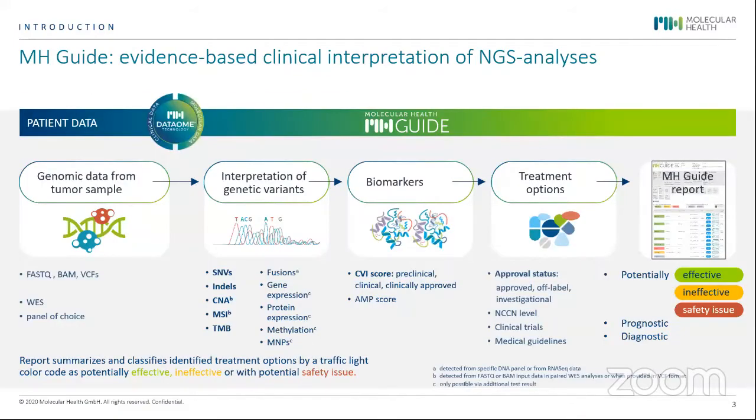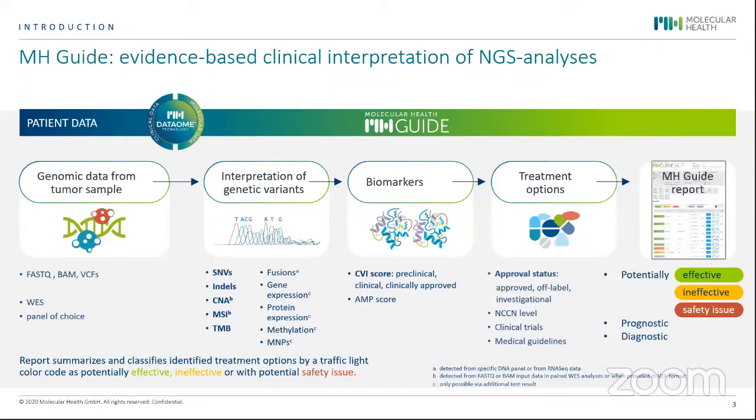So, in a bit more detail, the workflow. Starting from a tumor DNA sample, we can start from FastQ, BAM, or VCF, whole exome sequencing or panel of choice. If we start from FastQ, MHGuide has the full bioinformatics pipeline from alignment to variant calling integrated. So it's calling then SNPs, indels, copy number alterations, MSI status, and also gives the tumor mutational burden.